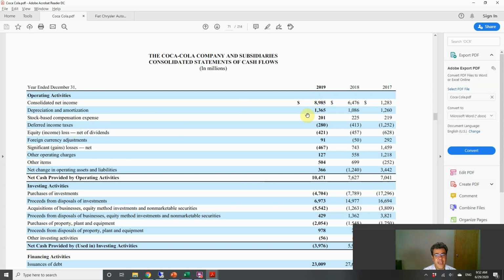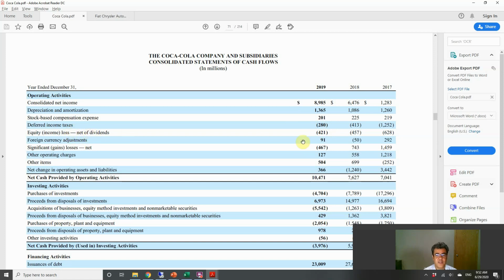Stock-based compensation expenses, again, non-cash expense, so we sum it. Deferred income taxes. Deferred here probably is a revenue in their income statement. So that's why. And deferred income taxes, it is a long-term income taxes. So we will not be paying that.